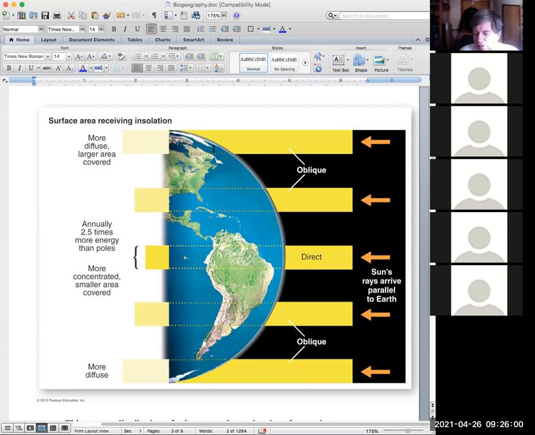And that's simply because of the amount of solar radiation per unit area, per square meter or per square kilometer or per square mile, however you want to think of it. More solar radiation, the equator would be warmer. But there's another factor as well.